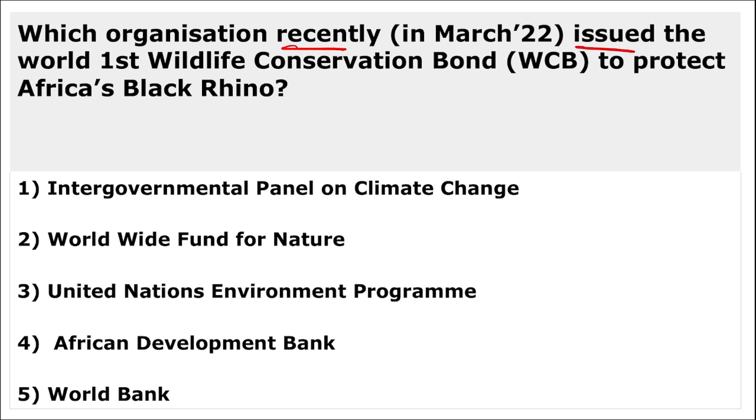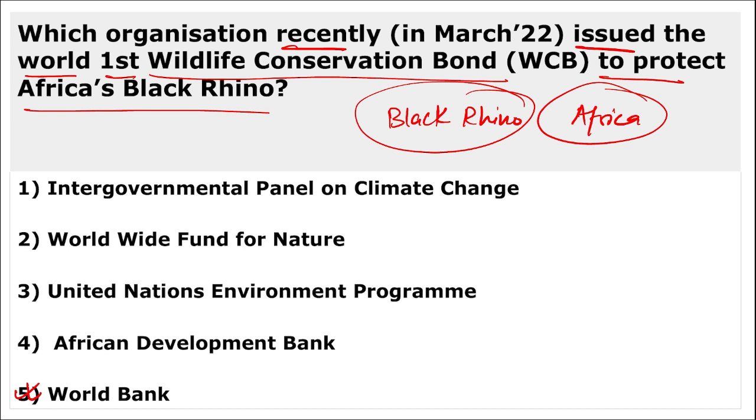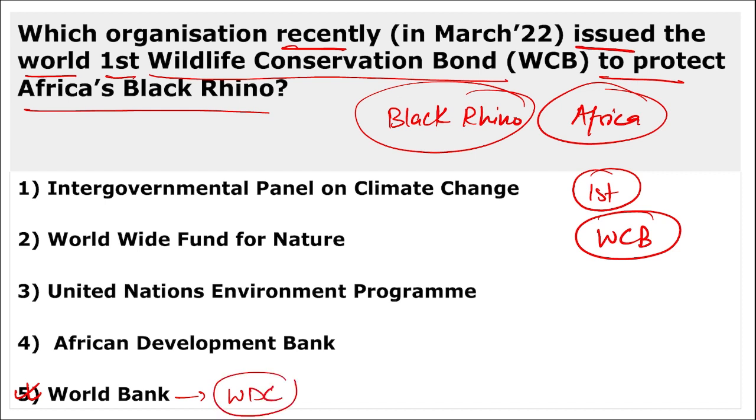Which organization recently issued the world's first wildlife conservation bond to protect Africa's black rhino? In order to protect the black rhino of Africa, the World Bank is the organization that recently issued the world's first wildlife conservation bond. Alright, where is the headquarter of the World Bank? It is in Washington, DC. Where is the headquarter of UNEP? It is in Nairobi, Kenya. If we are talking about UNDP, it is in New York.